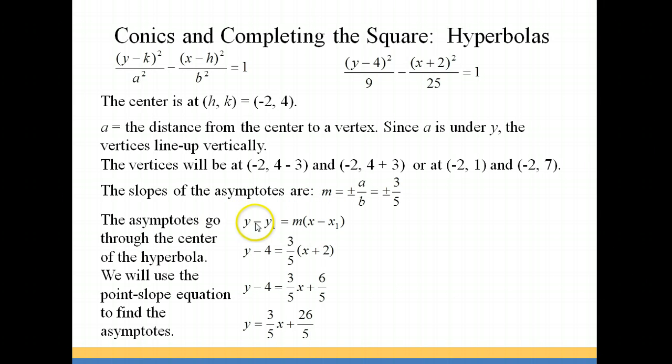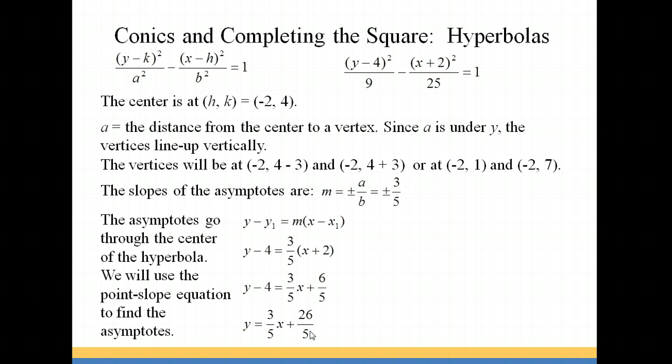So the point slope formula is y minus y1 equals the slope times x minus x1. I'm going to start with the positive slope line first. So I plugged in 3/5, and I also plugged in my center, which I know is a point on my line. So I plugged in the -2 and the 4. Then I distributed the 3/5 and got 3/5 x plus 6/5. And then I'm going to bring the 4 over to the other side, adding it to 6/5 gives me 26/5. So this is an equation for one of the asymptotes.